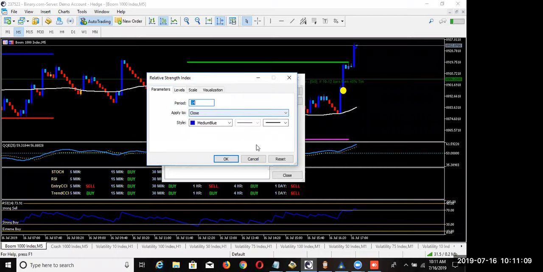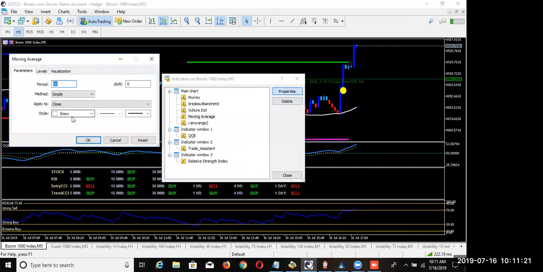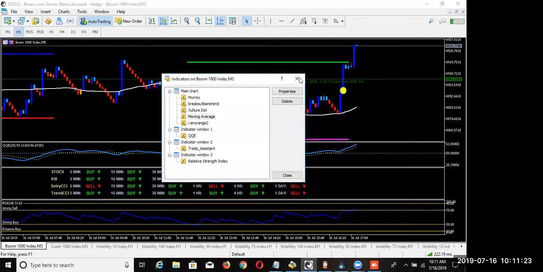You set your colors the way you want it. Then you set your moving average 50. Simple, not exponential. Simple. Apply to close. You set your color, then you close it.